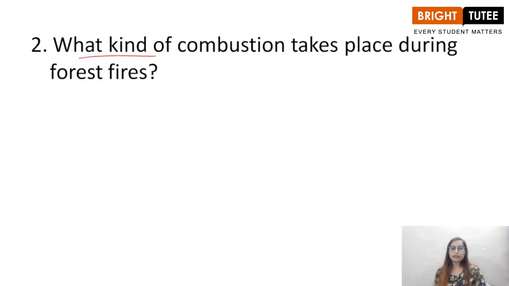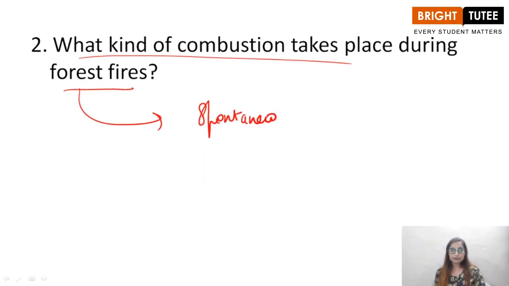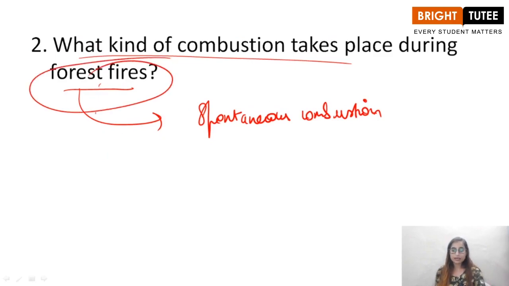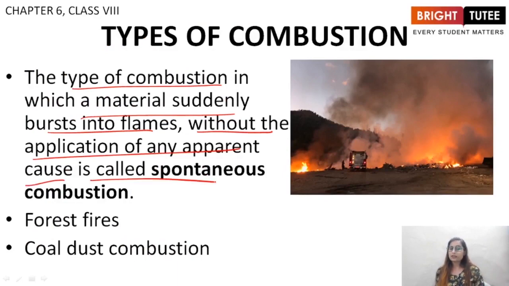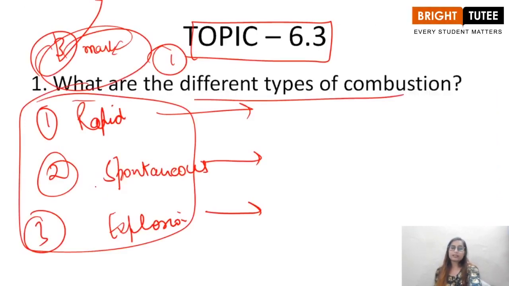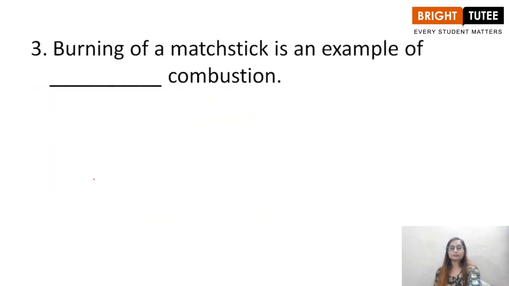Second question, what kind of combustion takes place during forest fires? Forest fires are an example of spontaneous combustion because they do not require anything. Any man activity or natural activity is not required for the forest fires because they start on their own spontaneously. The type of combustion in which material suddenly bursts into flames without the application of any apparent cause is called spontaneous combustion, and forest fires are basically a kind of spontaneous combustion.